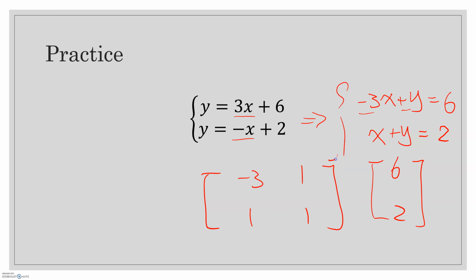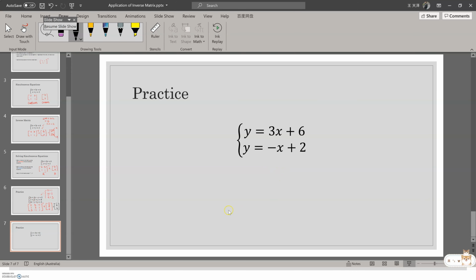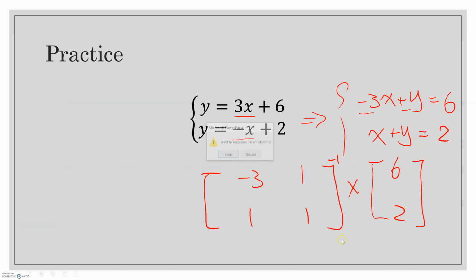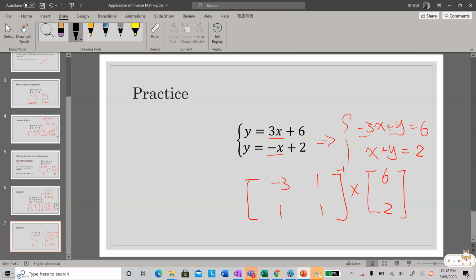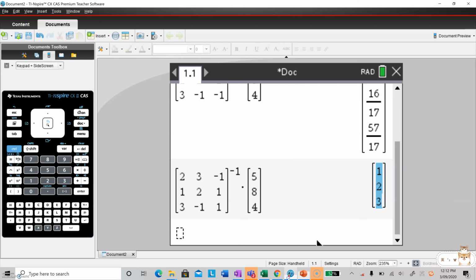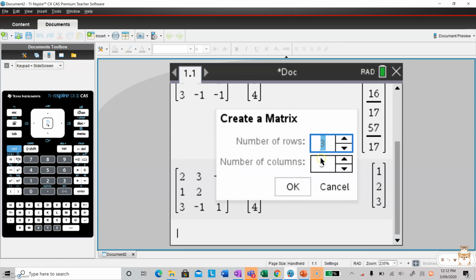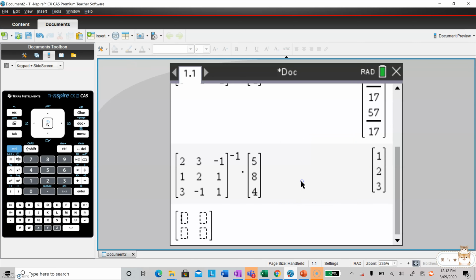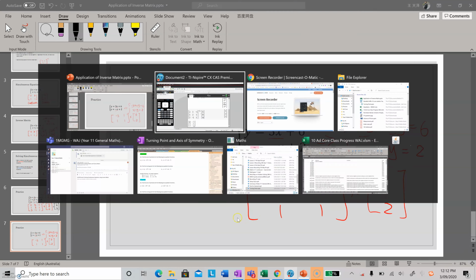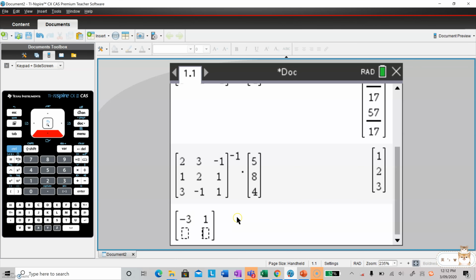And then we just need to inverse the first one, multiply the second one. And the rest is the job of your CAS calculator. Oops, did I do anything wrong? So the CAS calculator goes in here. So still the same way, putting a 2 by 2 matrix, and the numbers are negative 3, 1, 1, and 1. Okay, and then we inverse that.